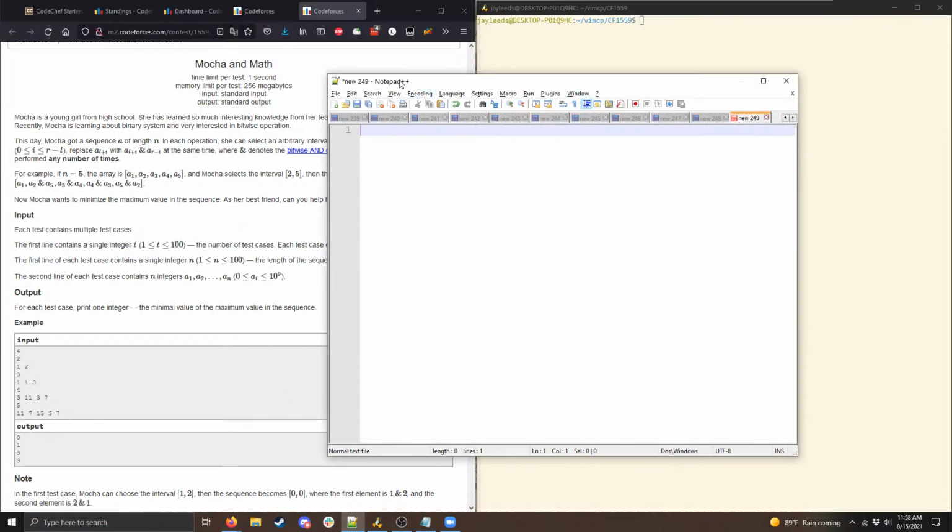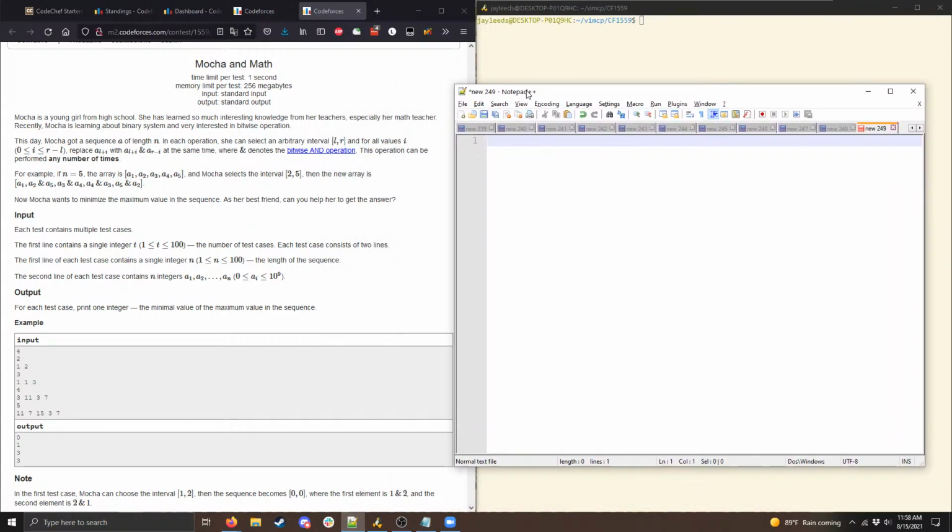So, in general, what you should be thinking here is, let x be the bitwise AND of all the elements, so a of 0 and a of 1 and up to a of n minus 1. The claim here is that the answer is x. Now, we need to first prove that we can actually get to x, that it's possible to make the maximum value x. And secondly, we need to prove that we can never get a lower maximum value.